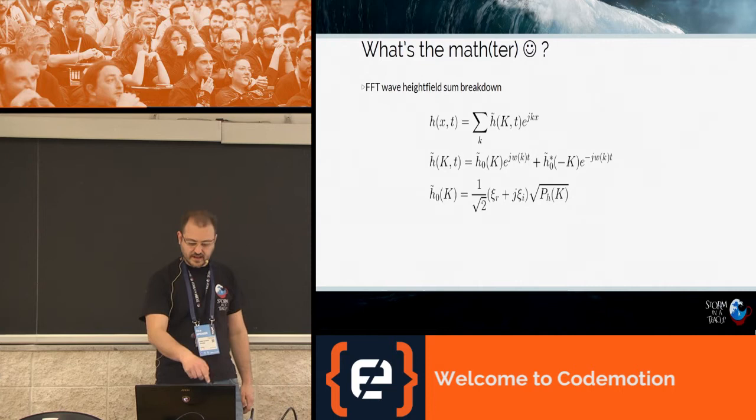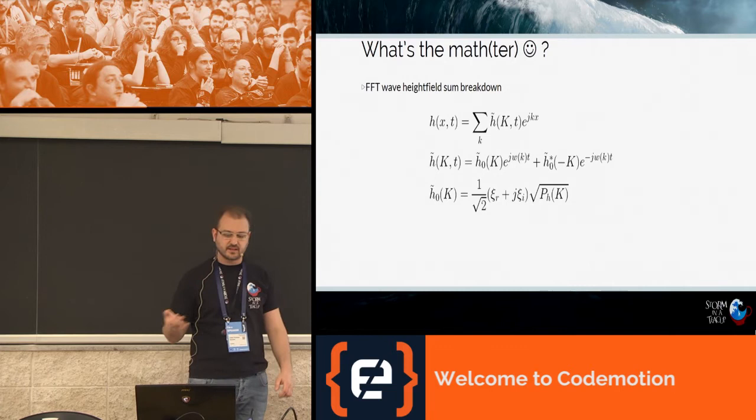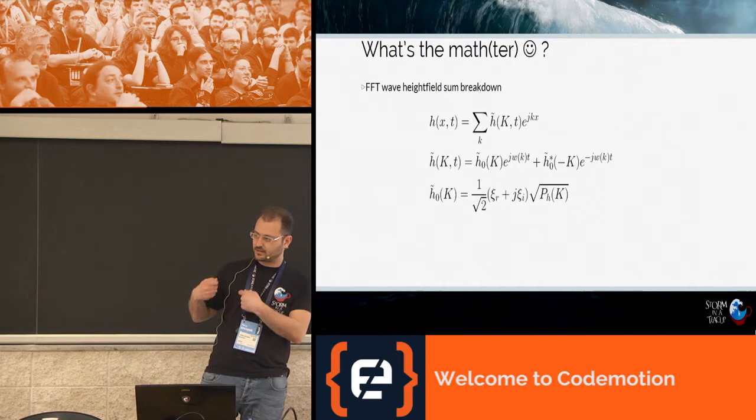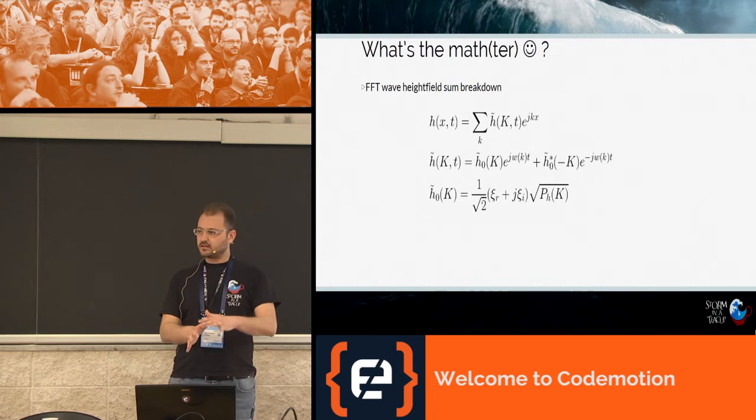So xr and xi are two random complex numbers. They have to be random because we generate the spectrum statistically. So we have a Gaussian distribution from which we take these two values, which will give us an initial random distribution of the frequencies.